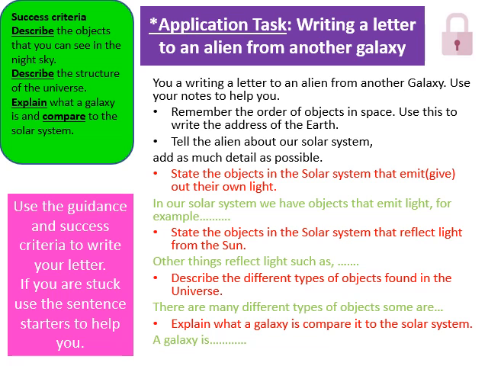If you're still a bit unsure on how to start this task, you will see I've given you 4 success criteria which are in red. Okay, so you're stating the objects in the solar system that emit, so give out light. You're stating the objects in the solar system that reflect light from the sun, describing the different types of objects found in the universe and explaining what a galaxy is, comparing it to the size of the solar system. Okay, to help you with how to address these points, I've given you some sentence starters in green on the slide, which you might want to use to help you structure your letter.